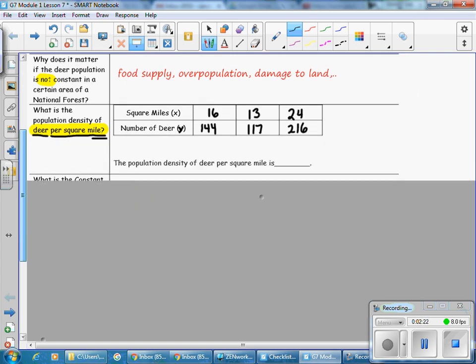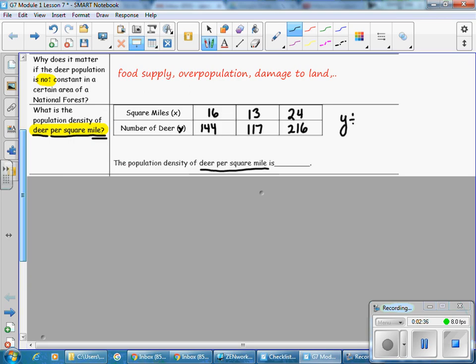The next question, the population density of deer per square mile. So we want to take our number of deer. Remember that when you're finding the constant, it's y divided by x, where y is the number of deer divided by the square miles. So we'll take an ordered pair, and we'll just use the first ordered pair, 144 divided by 16.